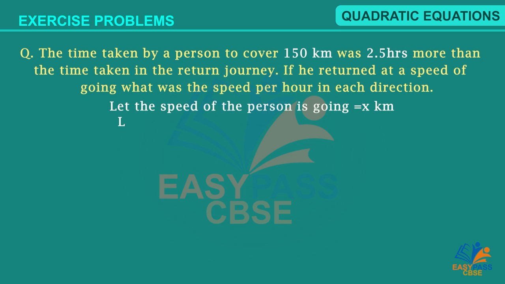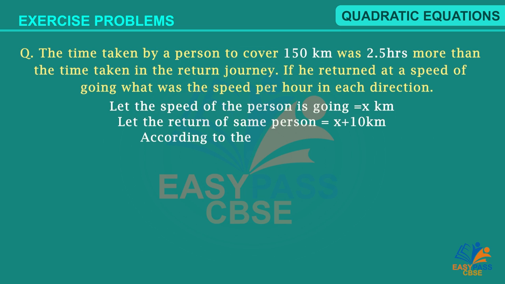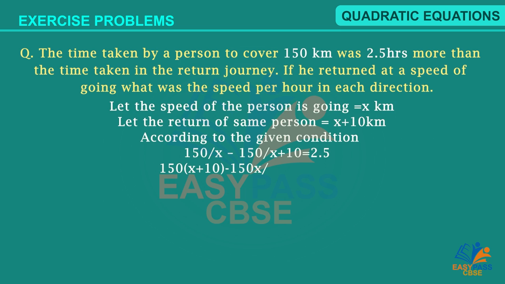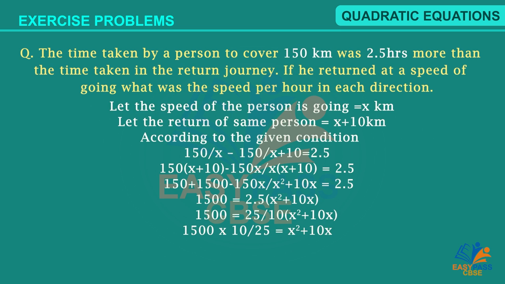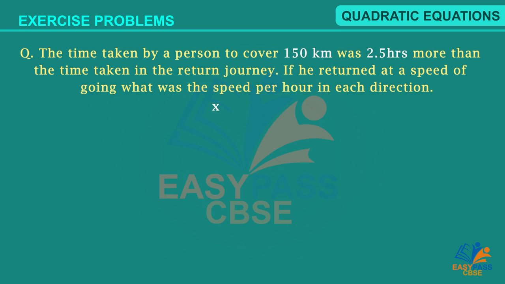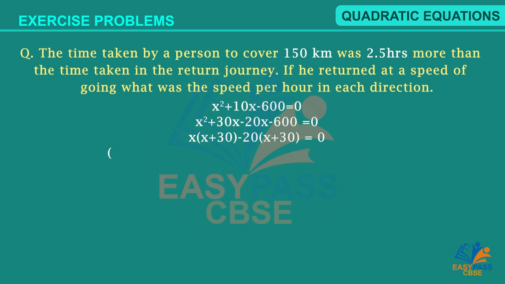Let the speed of the person while going be x kilometers per hour. Then the speed of the same person while returning is x plus 10 kilometers per hour. According to the given condition, 150 over x minus 150 over x plus 10 is equal to 5 by 2. On cross multiplication and simplification, we get x square plus 10x minus 600 equal to 0. It is (x plus 30) times (x minus 20) equal to 0. Therefore, x equals minus 30 or x equals 20.